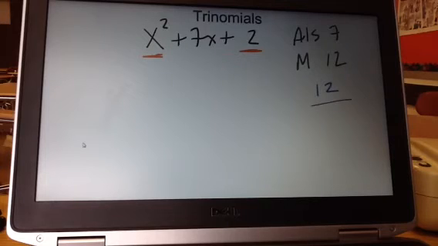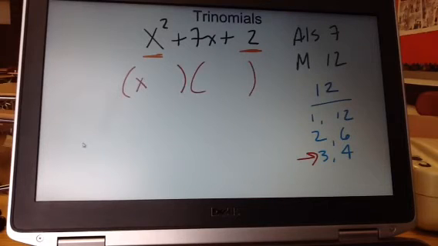When I'm looking at the number 12, I think to myself, 1 times 12, 2 times 6, 3 times 4 all multiply to 12. And the correct one that I want to use is 3 and 4, because 3 plus 4 adds to 7. So I wind up with (x )(x ).